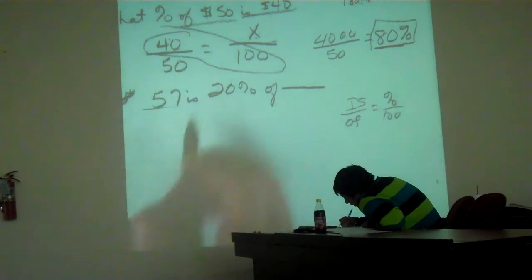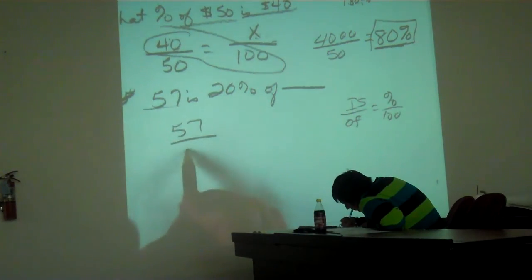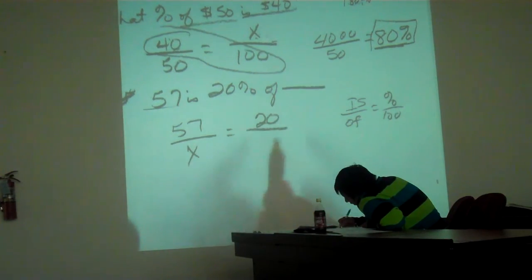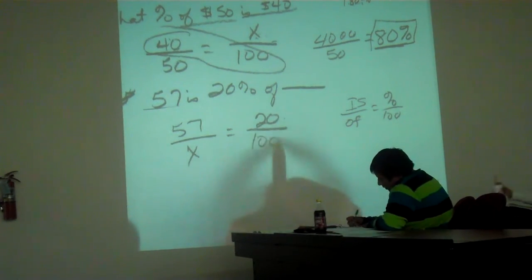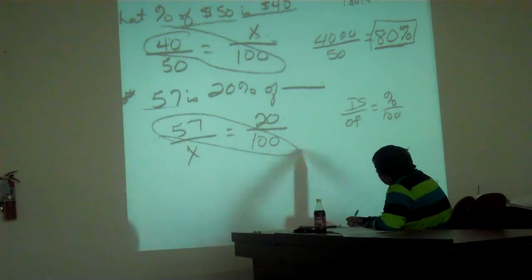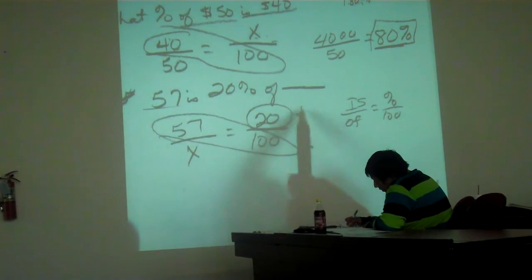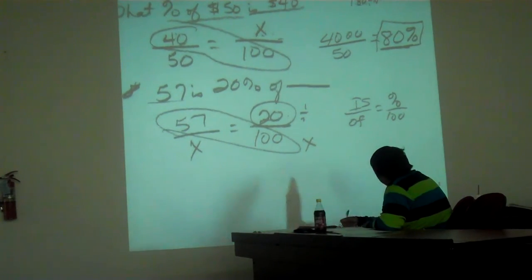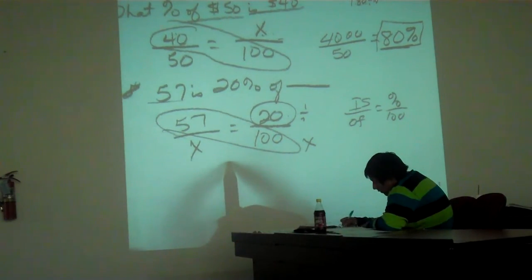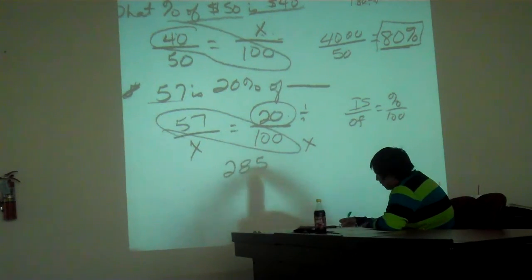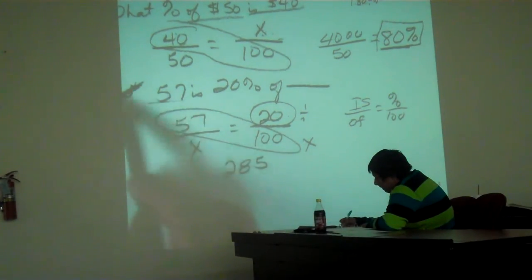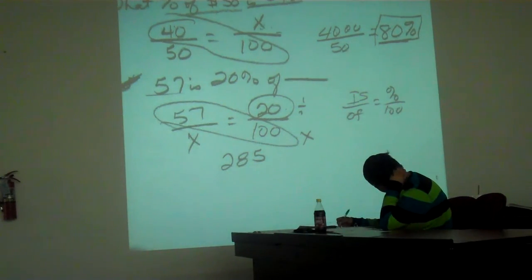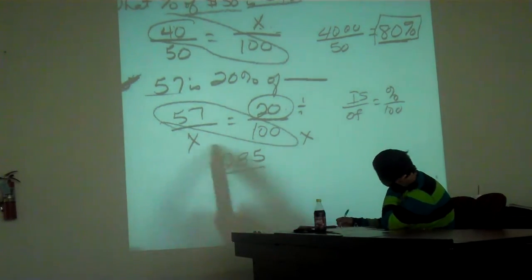57 is your is. We don't know the of. 100. 20 is your percent. Don't put the percent sign. So 5,700 divided by 20. 285. And we didn't have any dollar signs. So it's just 57 is 20% of 285. It's just 285.